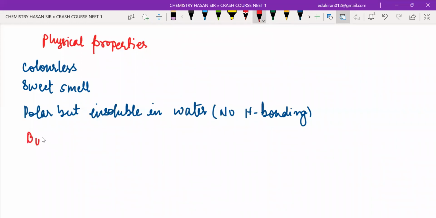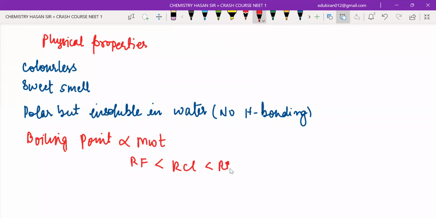Then comes your boiling point. Boiling point is directly proportional to molecular weight. So RF will have the least, then chlorine, then bromine, and then iodine. Is that clear? Yes, sir. These are some physical properties.